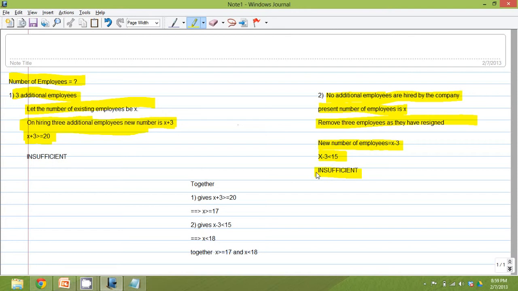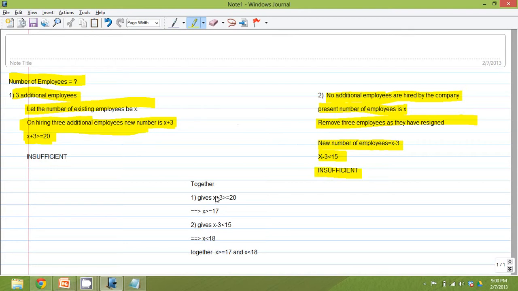So it's clearly insufficient. Remember, while starting out with data sufficiency, you might have this doubt in such questions: finding a value for the number of employees is not that you find a range. You have to find an exact value. It's either 20, 21, 22, 23. You have to find an exact value. That is what we need in such questions.